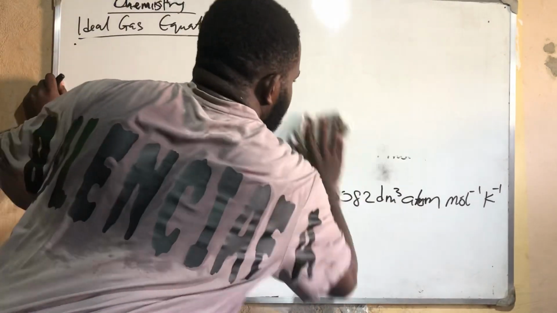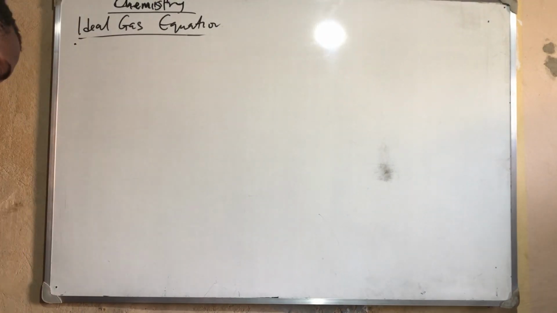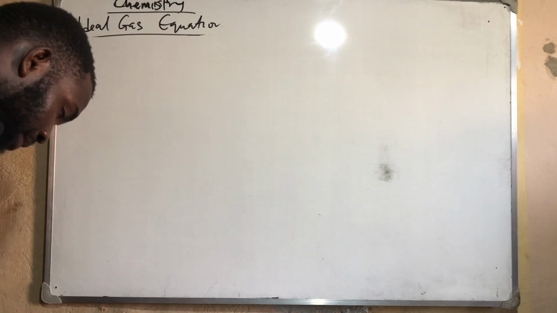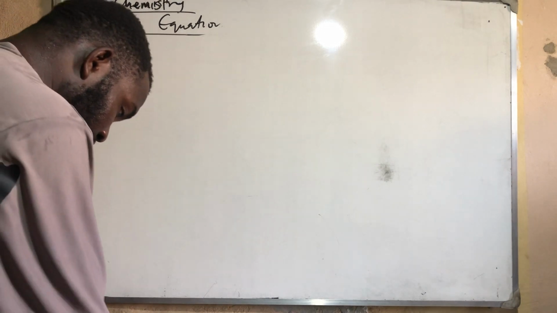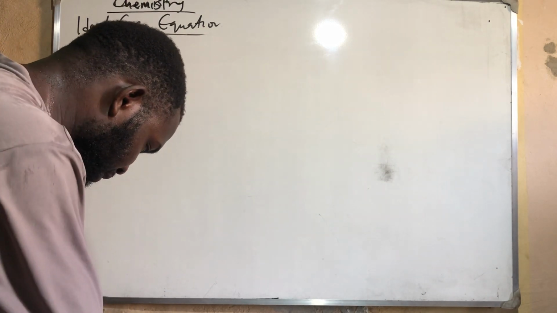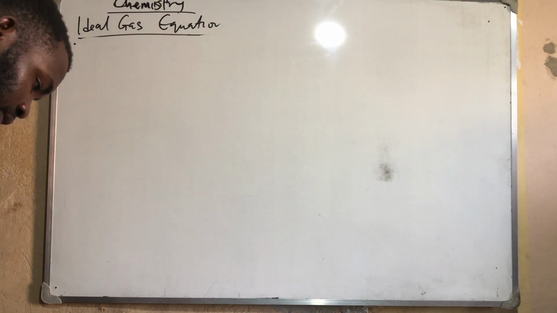Very, very important statement. The pressure must be in atm. The volume must be in dm cube. The temperature must be in Kelvin and the number of mole must be in mole. In other words, if the data mentioned above are given in other units, they must be converted to the respective unit.